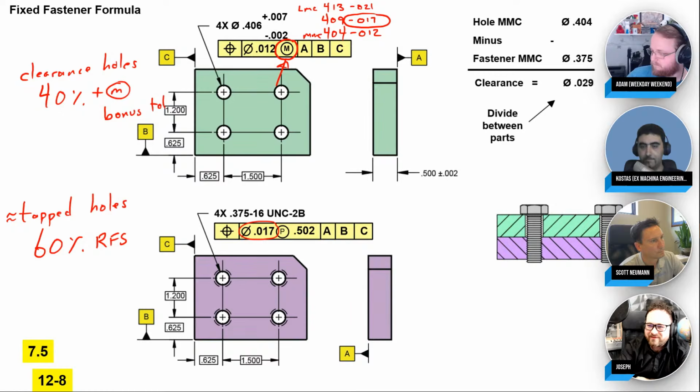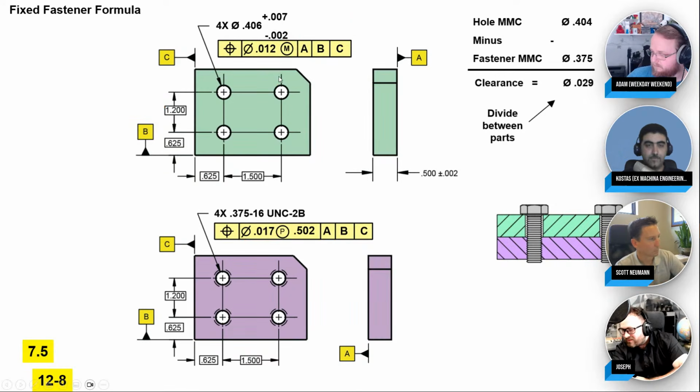Fantastic. Well, great. Yeah, that's the fixed fastener formula.